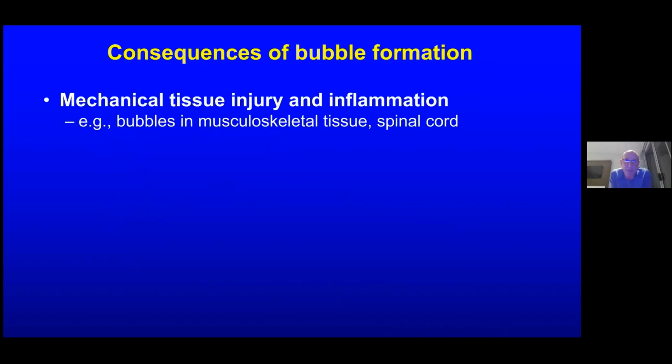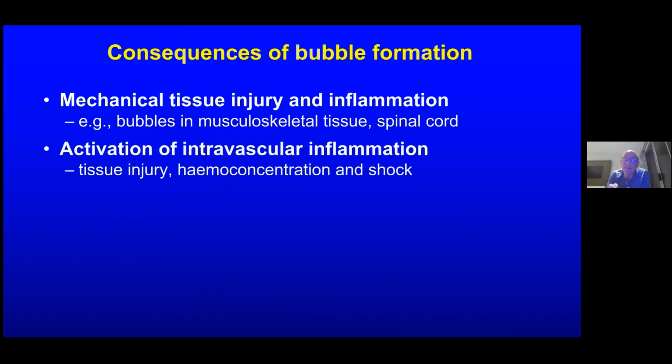So what happens when these bubbles form? Well, if they form in a tissue, they can cause mechanical tissue injury, they can provoke inflammation, and that's the sort of thing that causes musculoskeletal symptoms and possibly spinal cord symptoms. They can activate inflammation in the tissues and in the blood. So inflammation in the blood might involve systems like complement or kinins. That in itself can cause tissue injury. It can cause hemoconcentration and shock through loss of fluid through leaky capillaries.